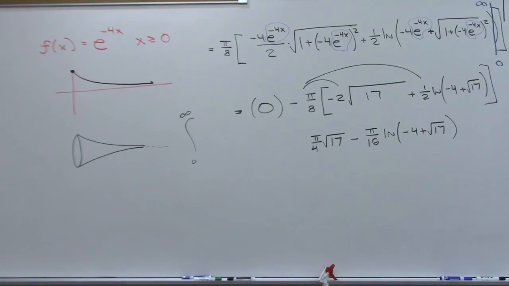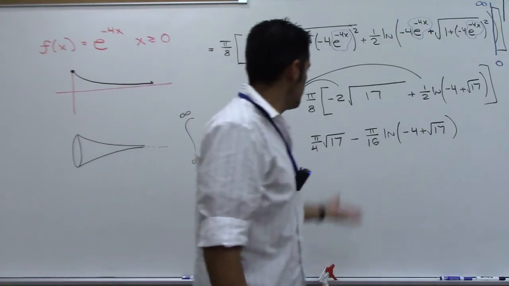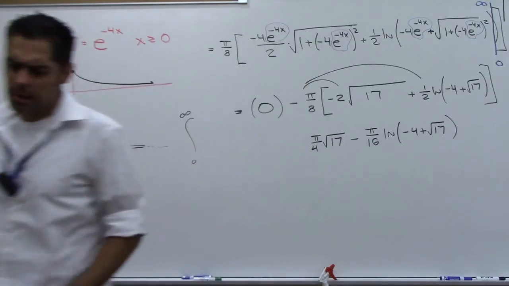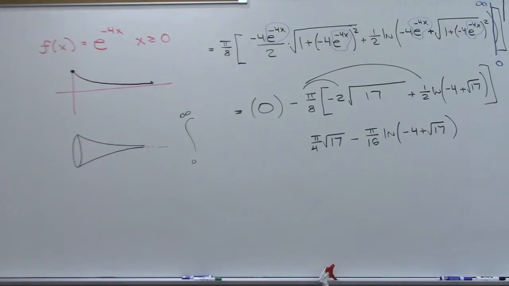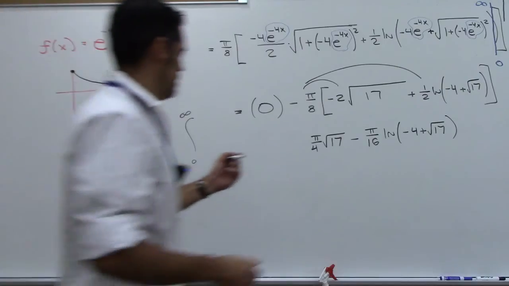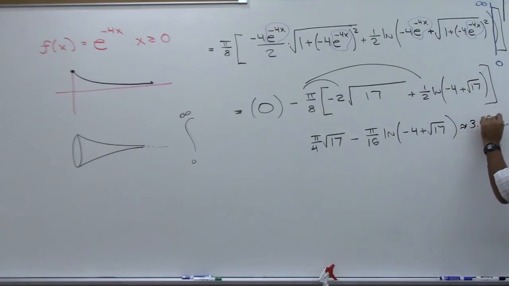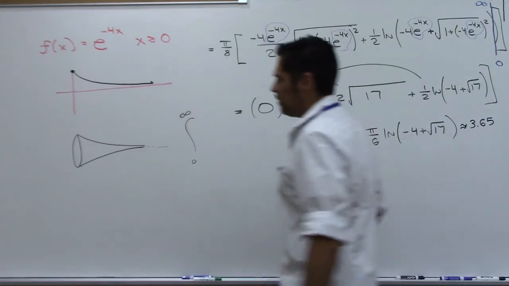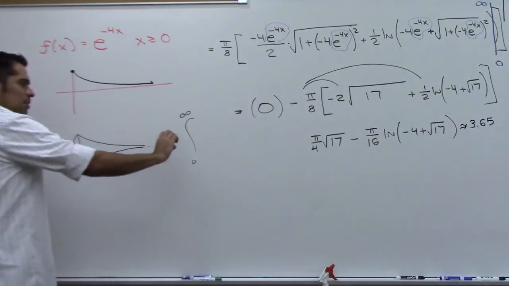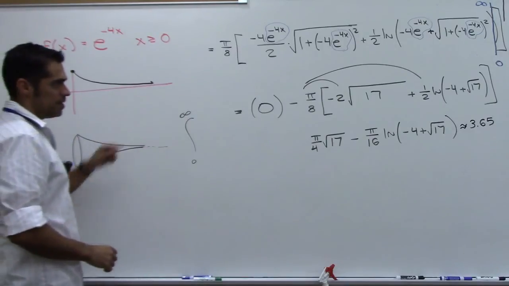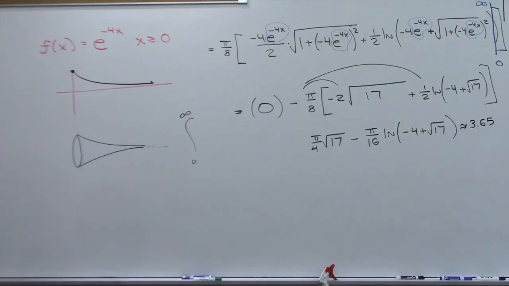Yep, okay. So that's correct. All right, so it turns out, by the way, to be about 3.649, 3.65. So if you had this infinite funnel and you were to look for the surface area, it would actually be finite, which is kind of interesting.